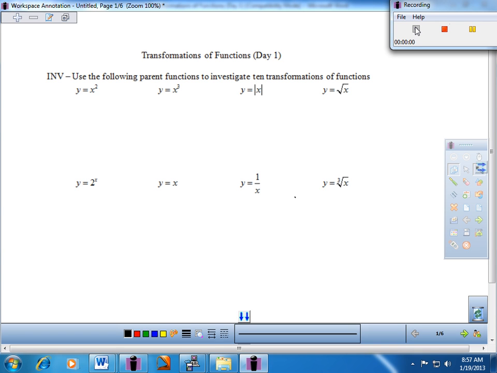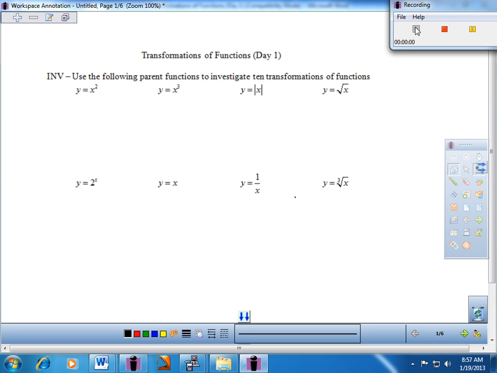Welcome. The title of today's notes worksheet is Transformations of Functions Day 1. And you will be responsible for 10 transformations when all is said and done here. I believe 6 are going to be presented on this notes worksheet, and then another 4 presented on the Day 2 notes worksheet.